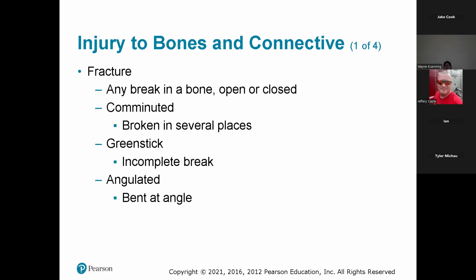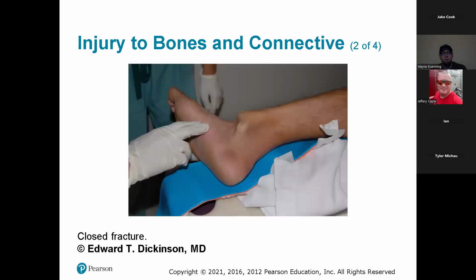Three major types of fractures. Any break in the bone, open or closed. Comminuted is broken in several places. Greenstick is an incomplete break. Angulated is when the bone is broken and it's bent at an angle. That's a closed fracture. That's more of a dislocation fracture.